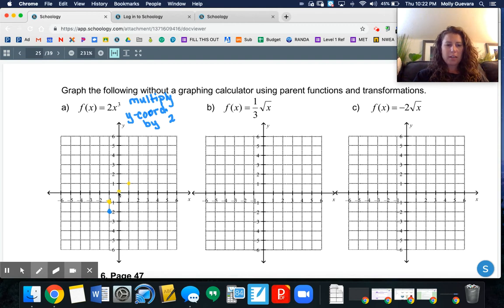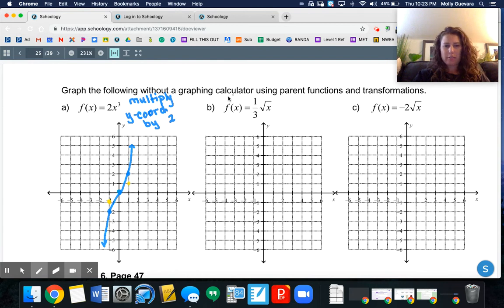Here at 0, my x coordinate is 0, but then my y coordinate is also 0. If I multiply 0 by 2, I still just get 0, so that just stays. And then lastly, I have 1, 1. Well, the y coordinate is 1, and I'm going to multiply the y coordinate by 2. So then it becomes 2. Just like that. Do you see how it's more narrow, right? It's being vertically stretched.